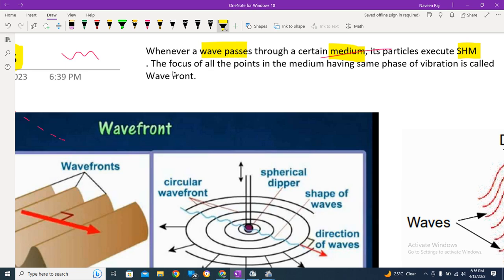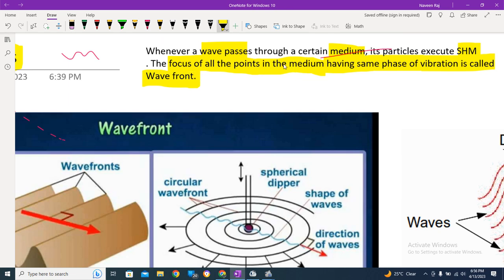The locus of all the points in the medium having the same phase. Now, just repeating again, the locus of all the points in the medium, or you can say the locus of all the particles, or of all the points in the air. Of course, the medium we are taking is air, so the locus of all the points in the air having the same phase of vibration is called a wavefront.